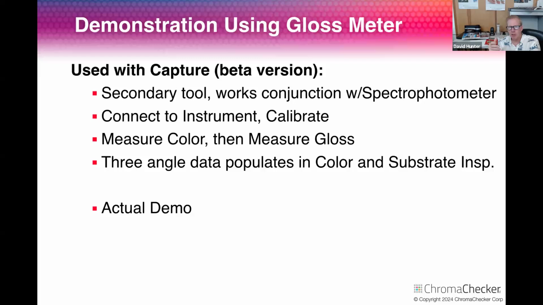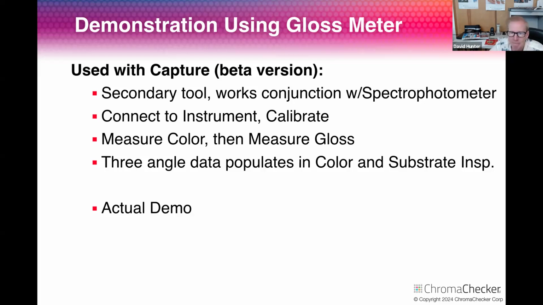So as we get into demonstrating the gloss meter in ChromaChecker Capture, think of it as a secondary tool. It works with any existing measurement device you have. So if you're connected to an Exact or a Nix or a spherical spectro or an i1, this connects at the same time. The concept is you can measure the color, store the color value, then measure the gloss, and it stores the gloss with that color value. And you can track it as part of Color Inspector or Substrate Inspector to ensure that not only the color is always right, but the gloss is always right.